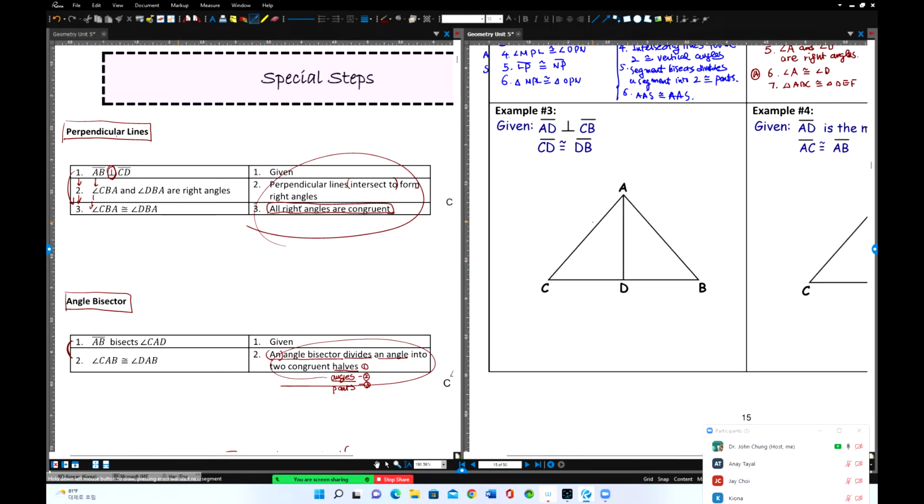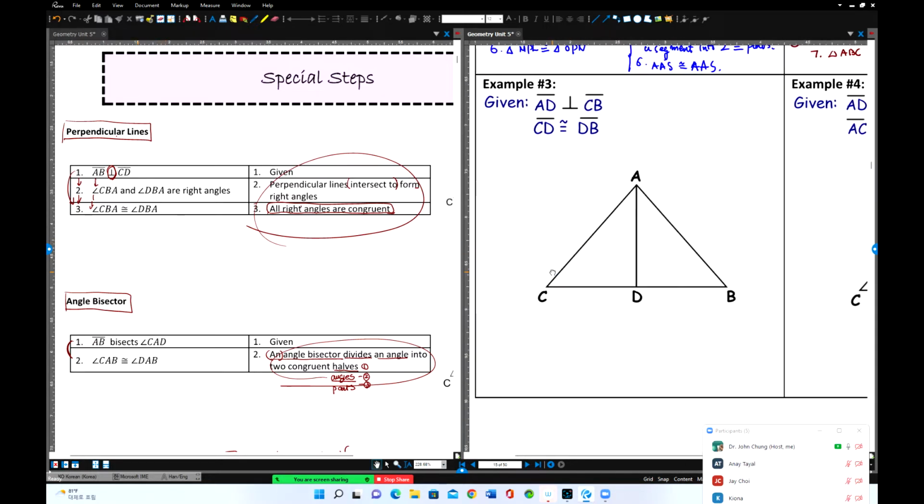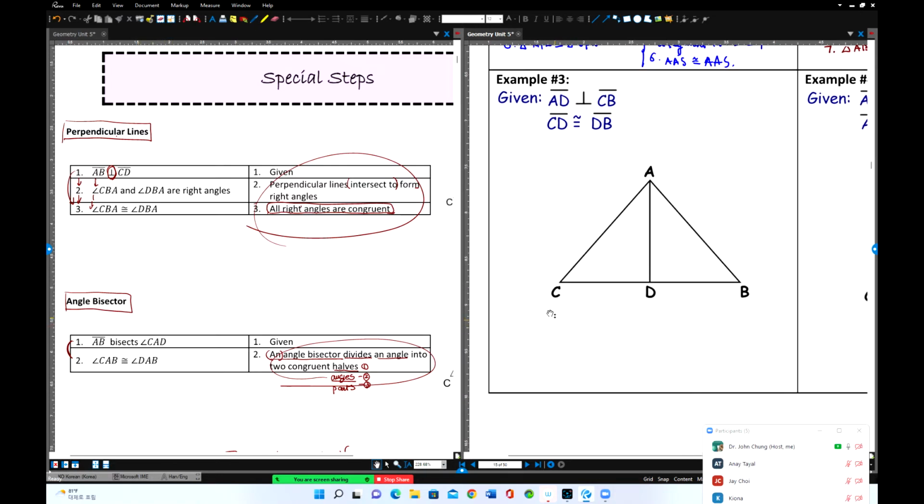Now take a look at example 3. The given is: AD and CB are perpendicular. These two lines. CB is a straight line there, okay? Line means what? Straight. And CD and DB, so you can mark on the graph. AD is perpendicular, so these two angles are right angles. CD and DB are equal. This is given. So write down S, angle A. We need one more, right?